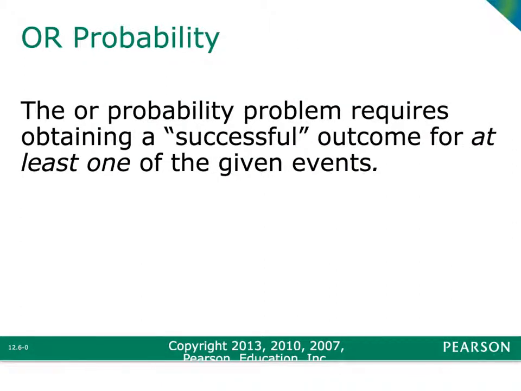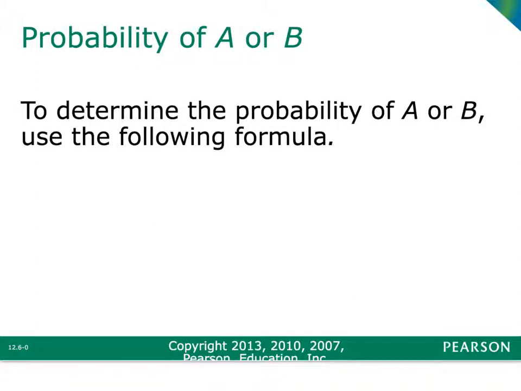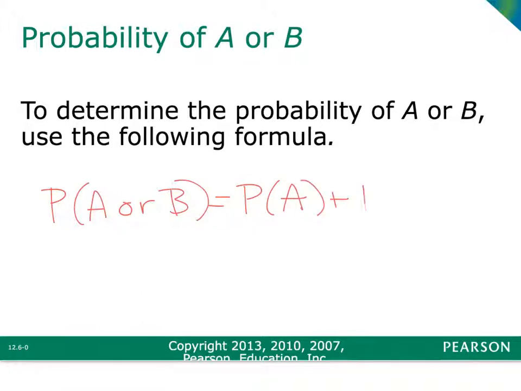OR probability. The OR probability problem requires obtaining a successful outcome for at least one of the given events. So, if you're looking for the probability of A or B, you're going to use the following formula. The probability of A or B equals the probability of A plus the probability of B minus the probability of A and B.